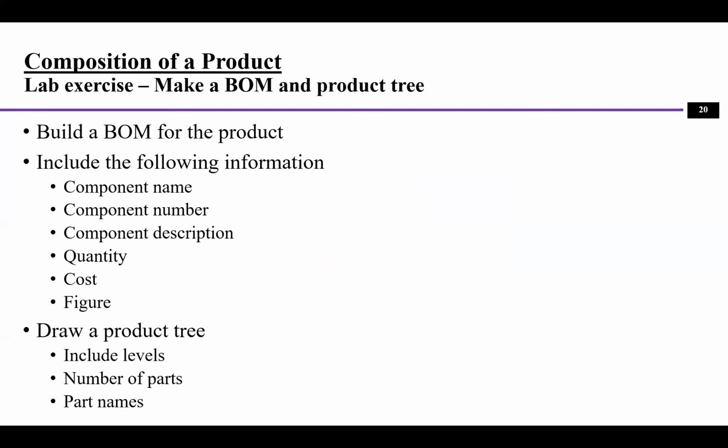All right, so that's pretty much the explanation of understanding the product. For this lab, we have an exercise, which is to build a BOM for a product. The BOM should include the component name, component number, description, quantity, cost, and figure, and you also need to draw a product tree. The product tree should include the level numbers, number of parts, as well as part numbers.